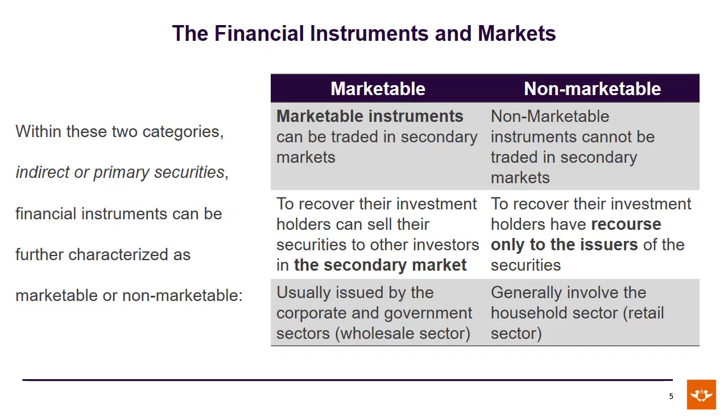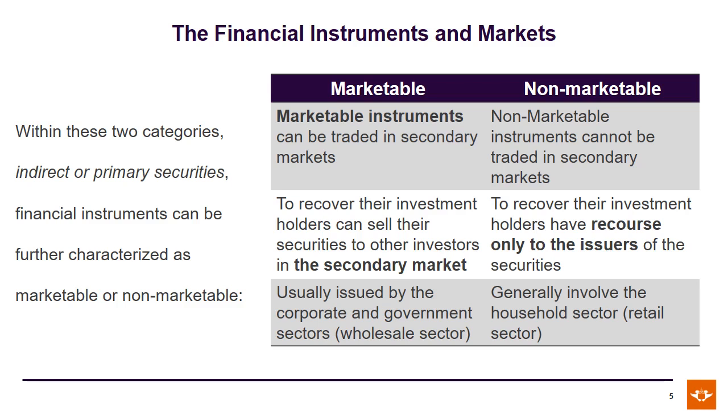Within the two categories of indirect or primary securities, financial instruments can be further categorized as marketable or non-marketable. Now, in the case of investments, a marketable instrument is an instrument that can be traded in the secondary market. The secondary market, which we'll talk about in detail later, is a market in which investors trade with each other. So they don't trade with the original issuer, they trade with each other. For example, an investor who bought a share in a company and no longer wants to hold on to that share can recoup his investment by selling that share to another investor in the secondary market.